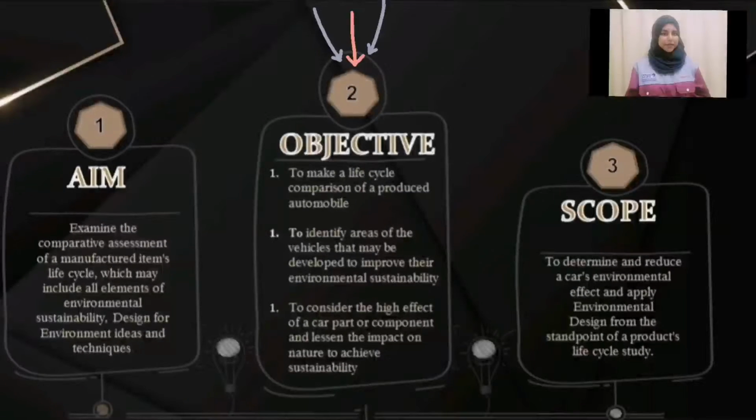Our objective is, first one is to make a life cycle comparison of the car's component. Second, to spot the area of the components that need to improve in order to increase their sustainability. Then the last one is to consider the high effect of the car component and lessen its impact toward the living things and environment in order to achieve sustainability.